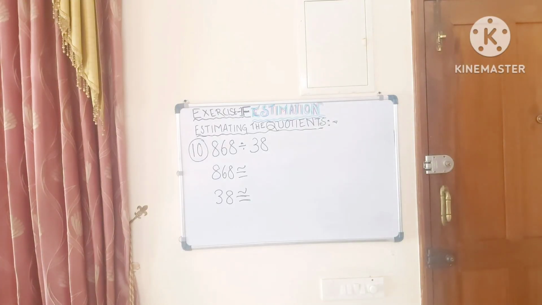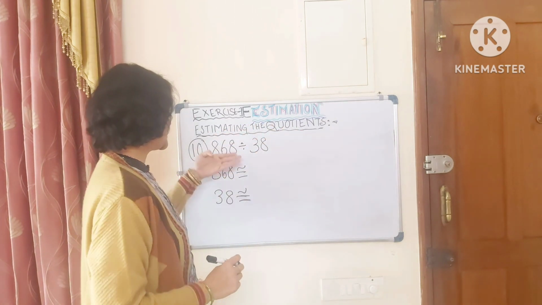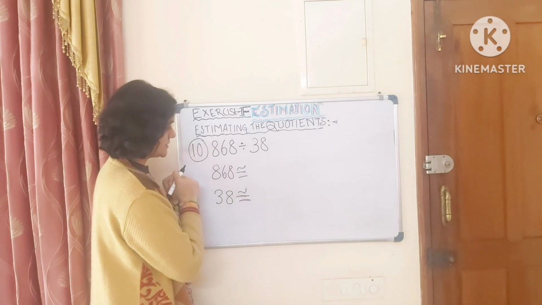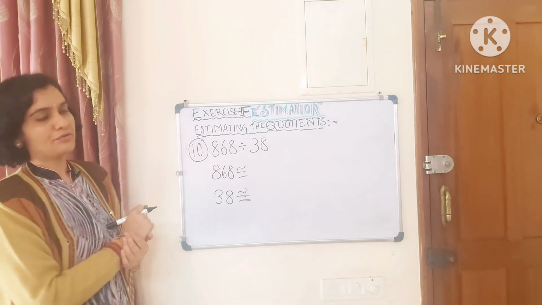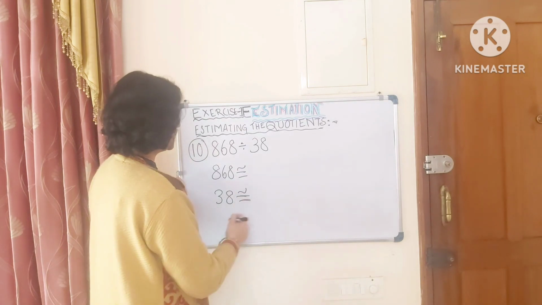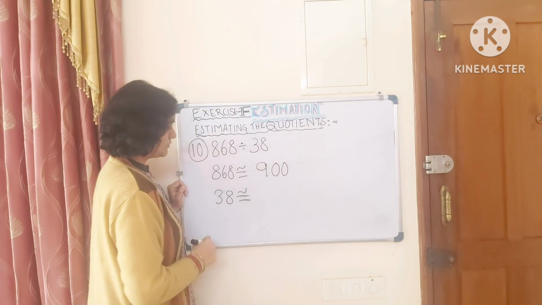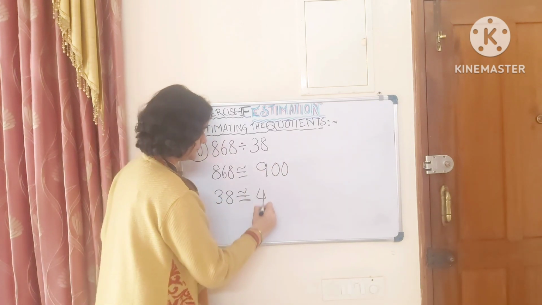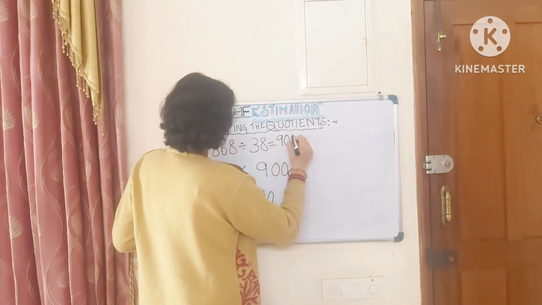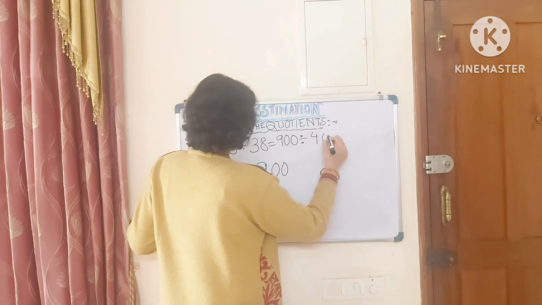Now coming to question number 10. Question number 10 is asking us to estimate the quotient for 868 divided by 38. So first I need to estimate 868. 868 will become 800 or 900 after estimation. It's closer to 900. So the estimated value will be 900. Now 38, very easy, it's 40. No doubts here. So the final division will become 900 divided by 40.